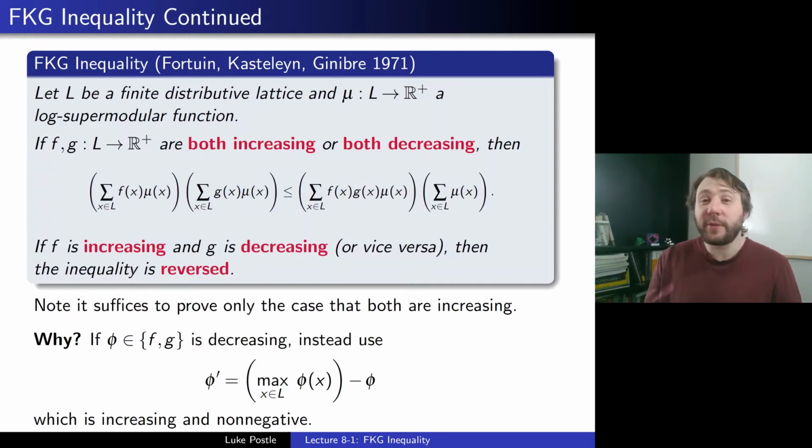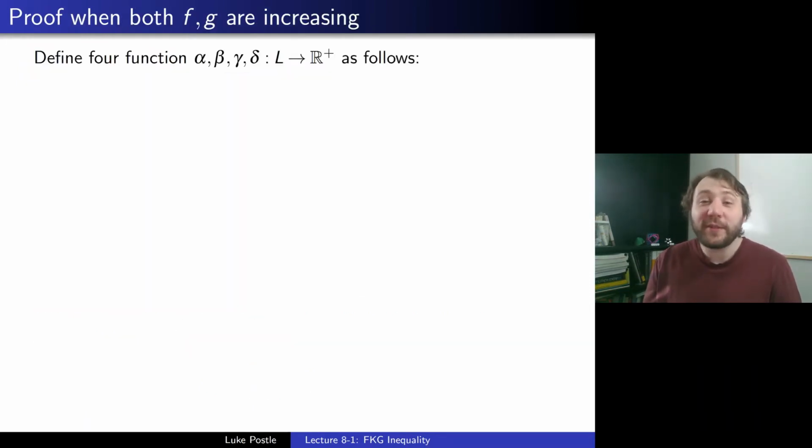So let's go on with the proof. How will we prove this? Well, we're going to use the Four Functions Theorem. So we're going to define four functions, alpha, beta, gamma, delta, to apply the Four Functions Theorem with. Here will be those functions.